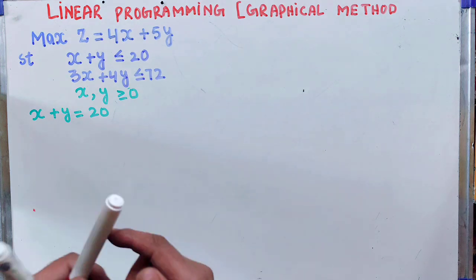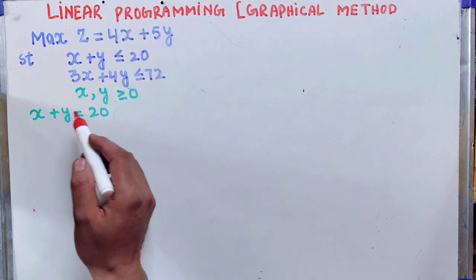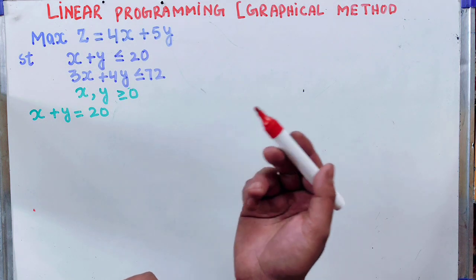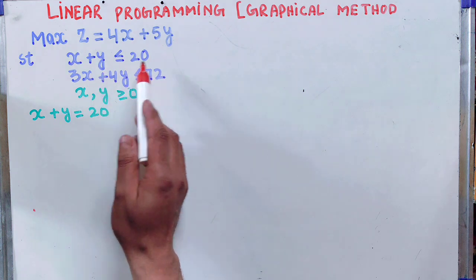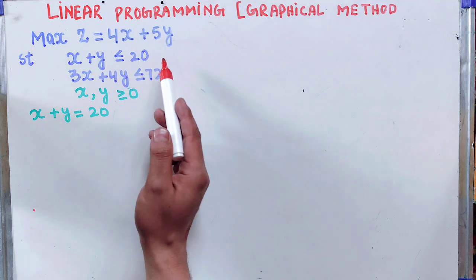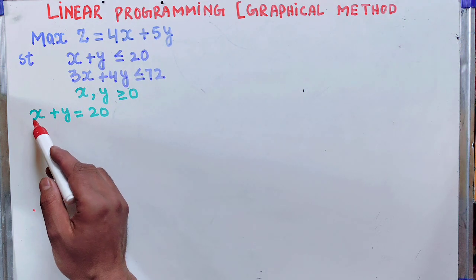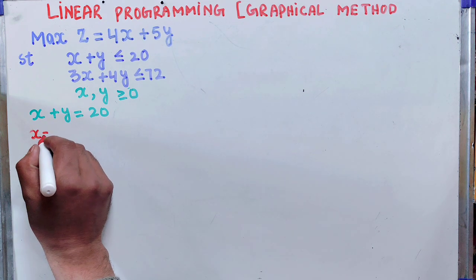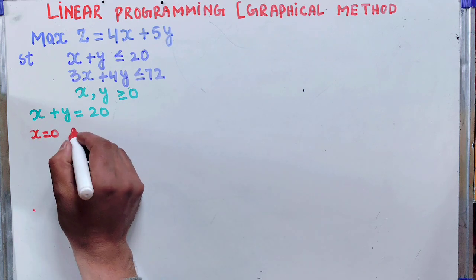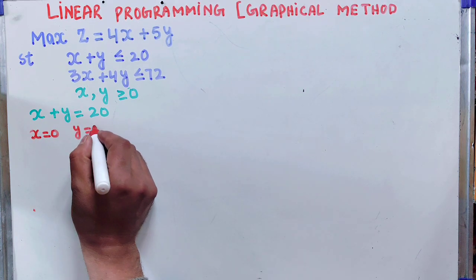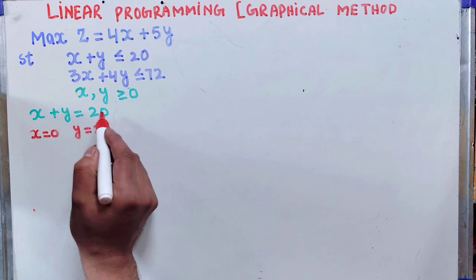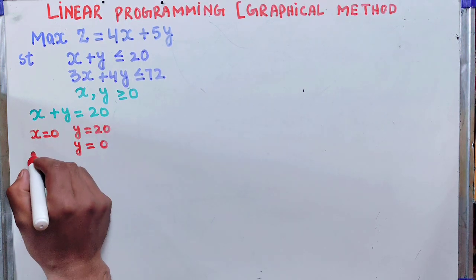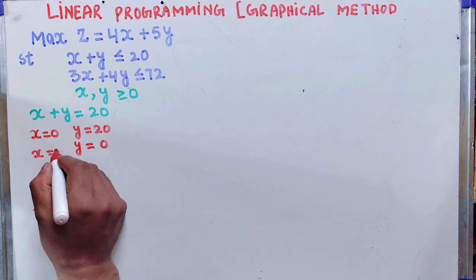Okay, so first step is, we solve the given constraints on graph. For that, we set the constraints with equality sign. So let us draw the graph of x plus y is equal to 20. When x is equal to 0 in this equation, y will be equal to 20, and when y is equal to 0, x will be equal to 20.